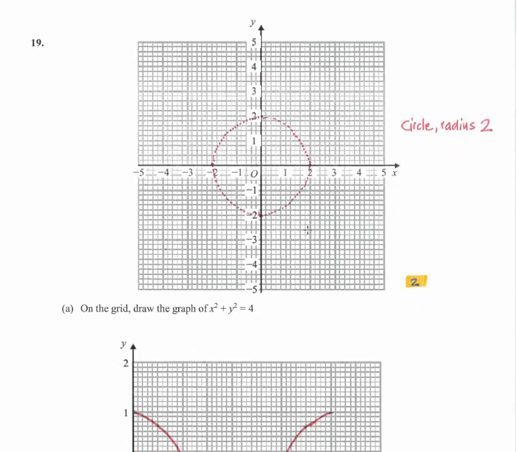Question 19. Badly drawn. Make sure you use a compass in the exam. The equation of a circle is x squared plus y squared equals r squared, and r is the radius. So if it's 4, it must be 2 squared, and so the radius is 2.